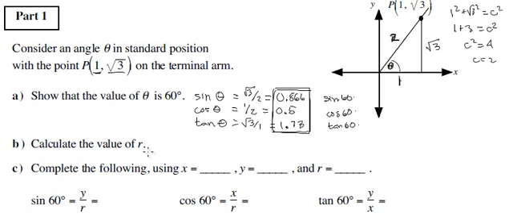Calculate the value of r. Well, we had to know that already. It's 2. Complete the following. Let's see. Sine 60 is y over r.